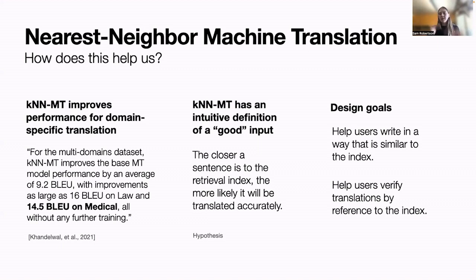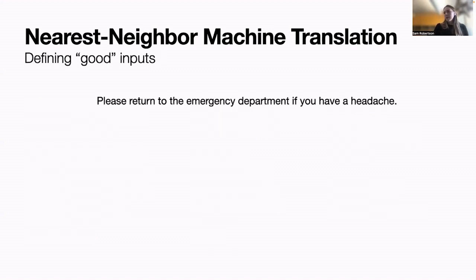Okay, so assuming these two things are true, what are our design goals for integrating this into an interactive system? One is to help users write in a way that's similar to the index. And a second is to help users verify translations by reference to the index. So I want to talk a little bit more about these models before I get back to Cephalo. How can we define good inputs?